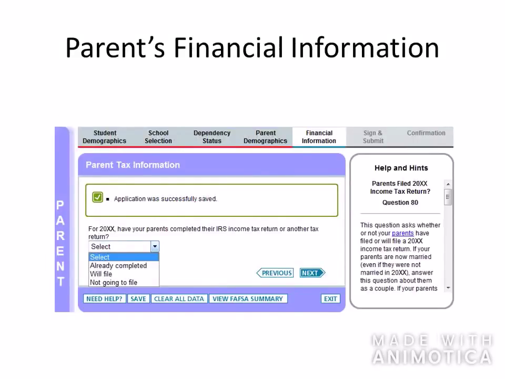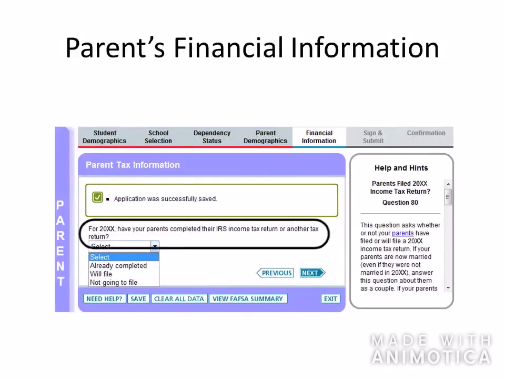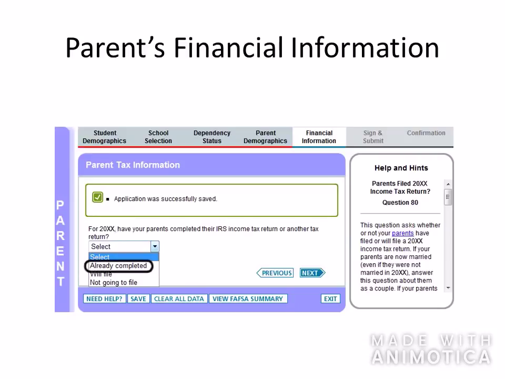Before beginning this section, parents should have a copy of their taxes in front of them. The first question pertains to the parent's tax filing completion status. Because the FAFSA opens in October and utilizes prior year taxes, most families will have completed taxes that they can use. If you have completed the asked 4 years tax documents, select Already Completed.